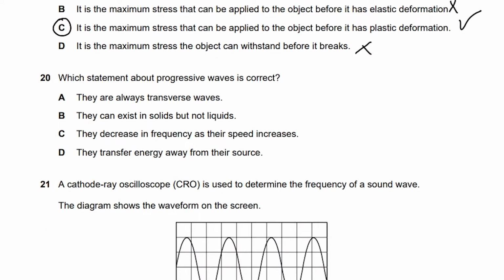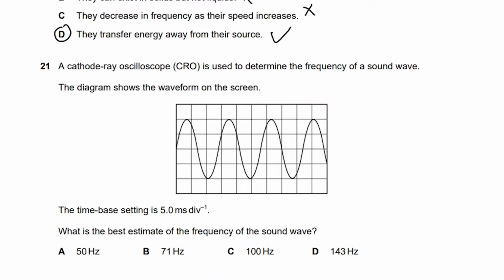Which statement about progressive waves is correct? They are always transverse waves. No, it's not necessary. They can exist in solids but not liquids. No. They decrease in frequency as their speed increases. No. They transfer energy away from their source. Yes, that's the correct choice, because progressive waves transfer energy away from their source, whereas in stationary waves, energy is confined within loops. Okay. Let's move to the next question.